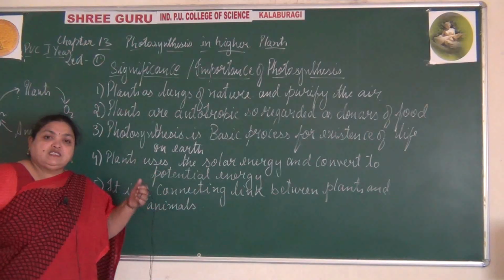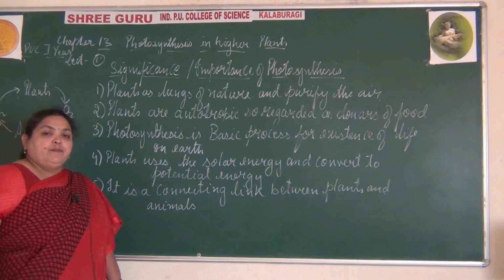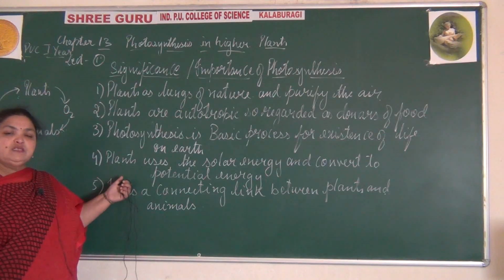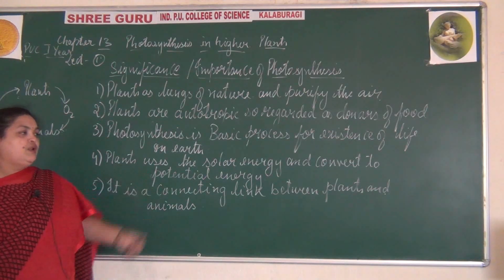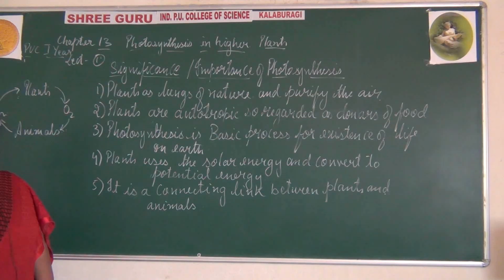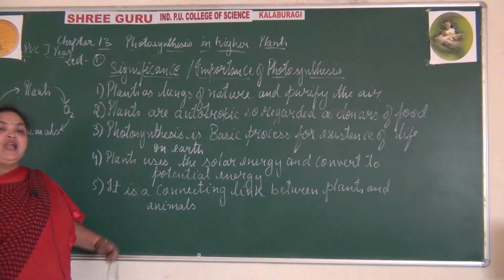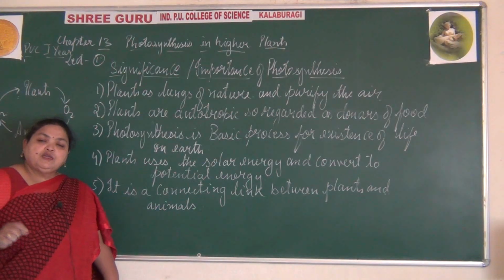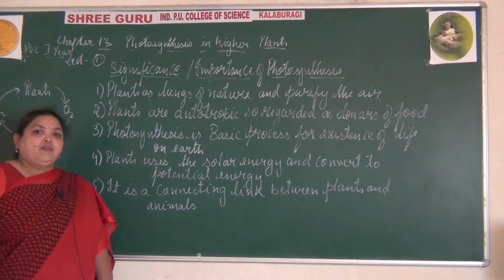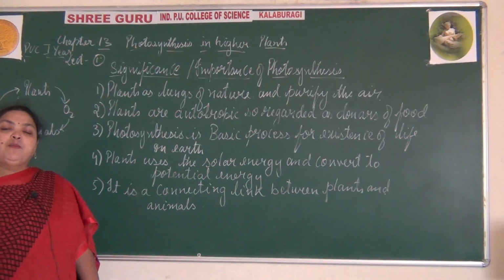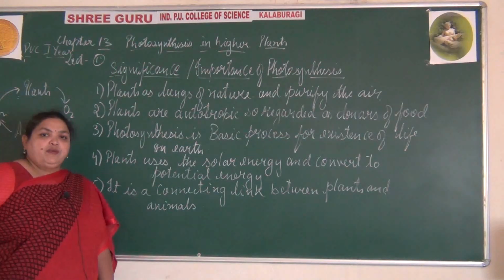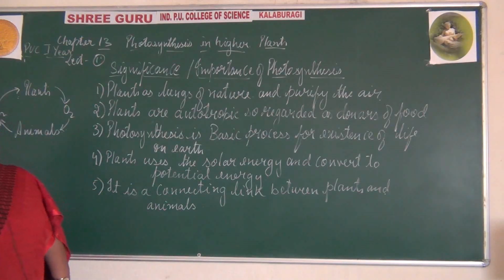This is the only process because of which the earth is said to be a living planet. It is a process where the plant uses solar energy, and this solar energy is converted into potential energy, and it is a connecting link between the plants and the animals. It not only connects biotic with biotic factors, plants and animals, but also connects the interaction between the biotic and abiotic factors. So these are some of the significance of photosynthesis.